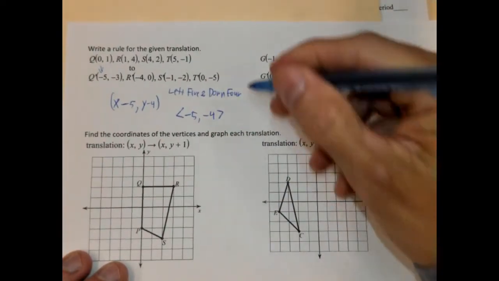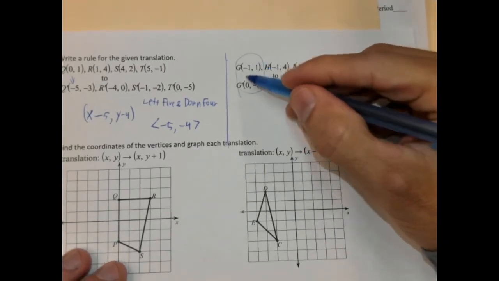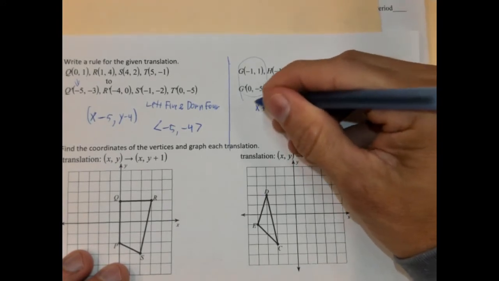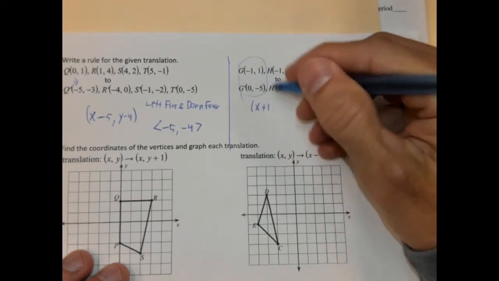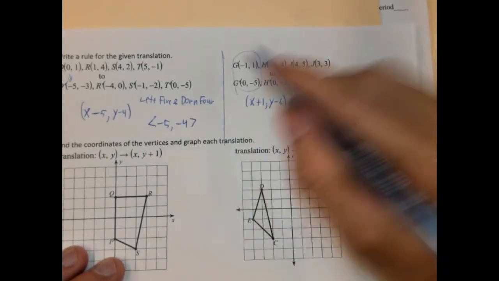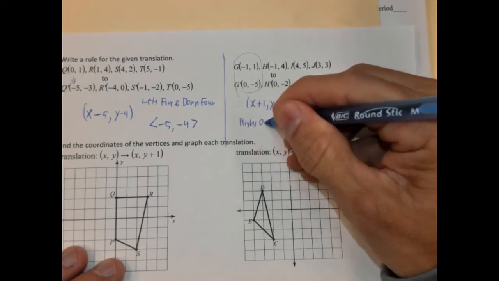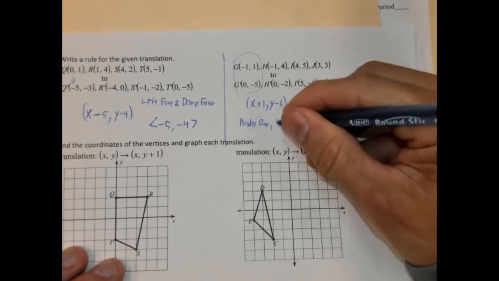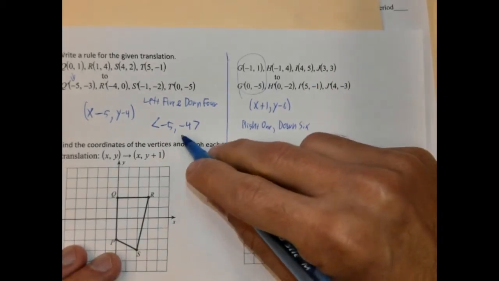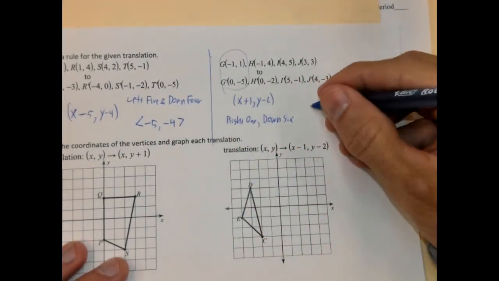Okay, let's try this one. Let's use the G's. To go from G to G prime is -1 to 0, so we added 1. So x plus 1. And to go from 1 to -5, we subtracted 6, so y take away 6. Okay, and let's do this in the verbal method. So right 1 and we went down 6. And let's see, we'll do the vector method. So it's going to be 1, -6.